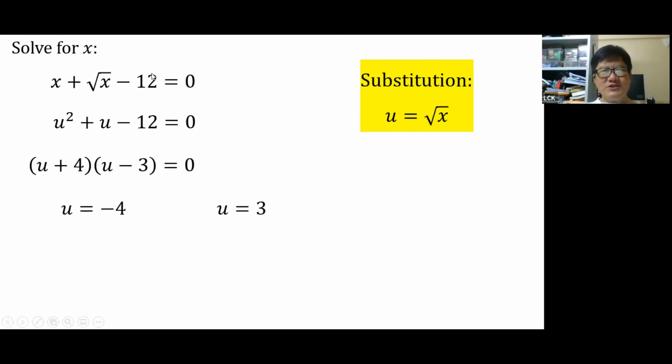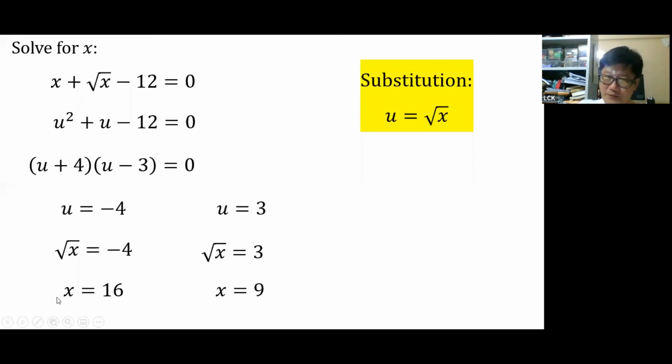But no, your question says solve for x, not solve for u. So here you really need to bring this back. U is the square root of x, so if the square root of x equals minus 4, then x has to be 16. If square root of x is 3, then x has to be 9. So now you have two values of x. You have to bring this x and put it here to check. You're going to do two checks, one for x equals 16, one for x equals 9.